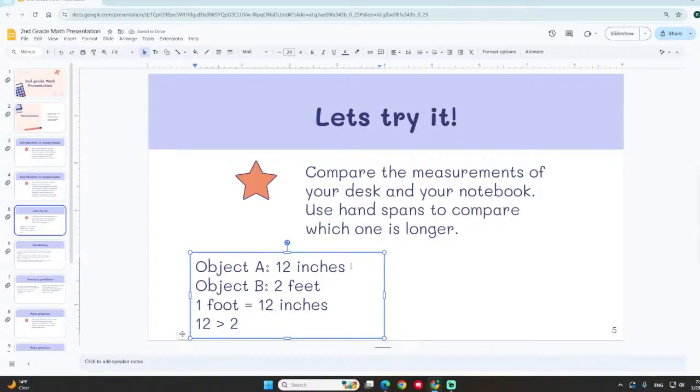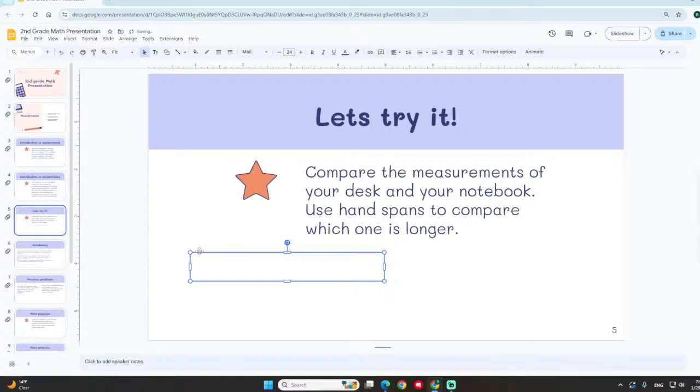Here, even though 12 is greater than 2, these aren't the same units of measurement. For example, handspans can be 1 unit, so your handspan can be a unit of measurement. Inches, feet. So 12 is greater than 2, but since they're not the same unit of measurement, we can't just say 12 is greater than 2. We have to convert it. So 2 feet is actually 24 inches because 1 foot is 12 inches and 12 times 2 is 24. So actually, object B is longer because 24 is greater than 12.